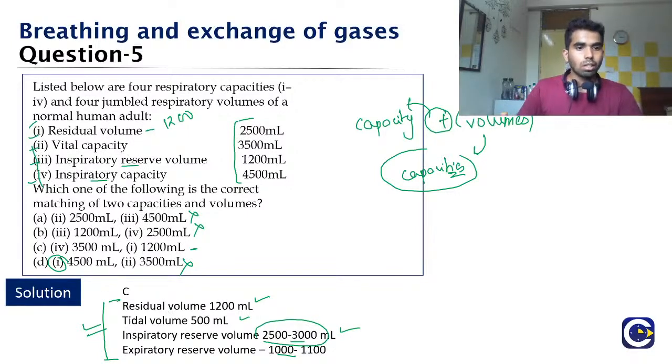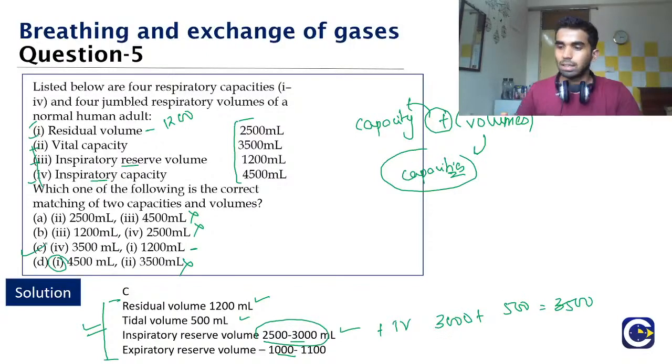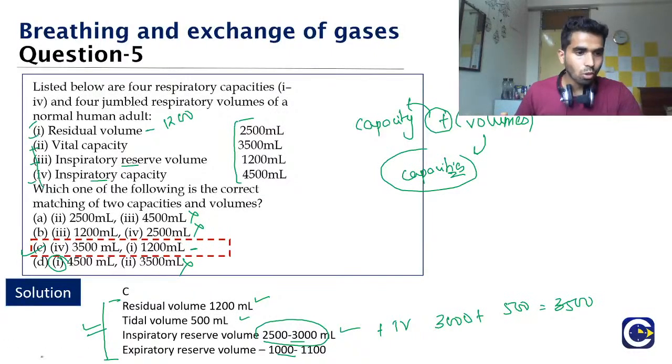Then coming to the inspiratory capacity. Inspiratory capacity is the inspiratory reserve volume plus the tidal volume. Inspiratory reserve volume is 3000 and the tidal volume is 500. So the total is 3500. So the correct answer is option C, that is 3500 ml and 1200 ml. I hope it is fine with all of you.